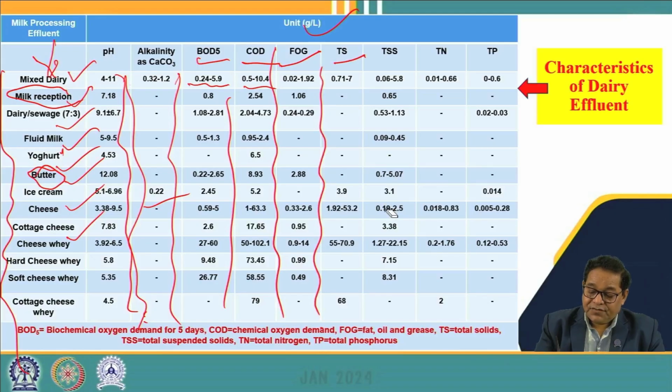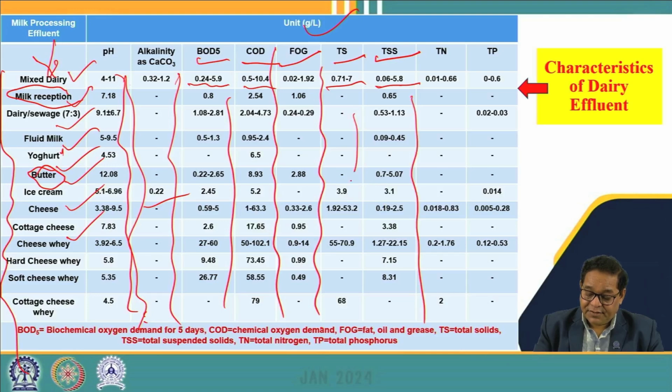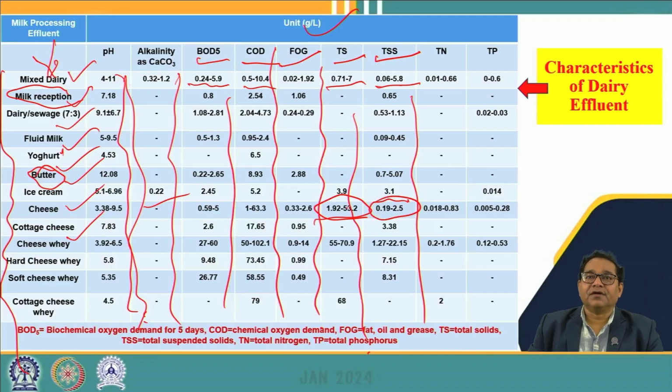In terms of solids, total solids and total suspended solids, we will see it also has a lot of variation in different types of products. But all in all, the highest solid concentration is generated from cheese operations, and it contains around 10 to 20% suspended fraction. So there is a lot of variation in different chemical parameters.